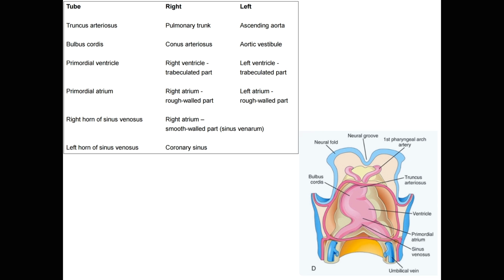Now, a little bit about what that video goes into detail with. I'm not going to go into extreme detail here, but you have this tube that makes your heart. So this is a little bit of embryology. You have different regions of this: your truncus arteriosus, which is right here, your bulbus cordis, which is right here, your primordial ventricle and primordial atria, which are here and here, and then your right horn of your sinus venosus. The sinus venosus is going to make your venous structures that go to your right atrium.